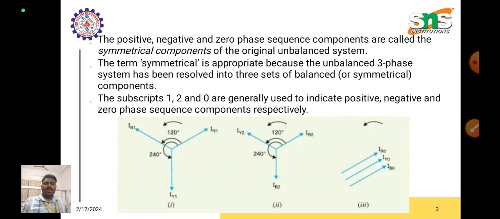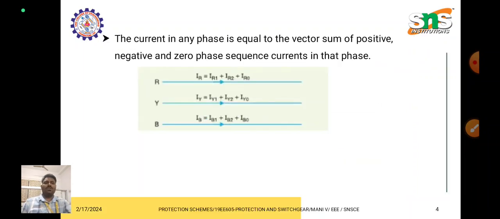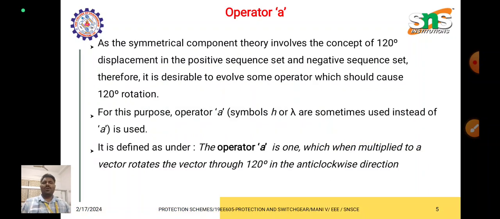Then there is the zero sequence. In all three phases, the magnitude and the phase angle will be the same. The phase angle will be zero. So the IR current is the sum of IR1, IR2 and IR0, and so we can determine the total current.